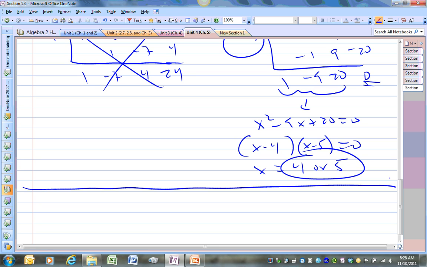What's good to do? Let's try number 18 here. This is number 18 from the book, by the way. So number 18 from page 374.